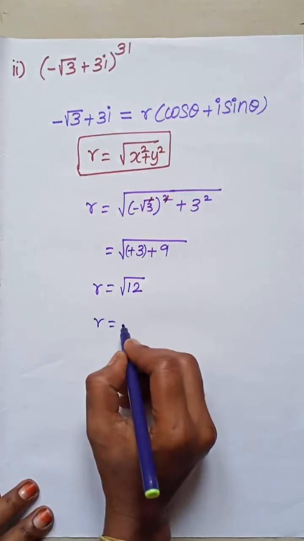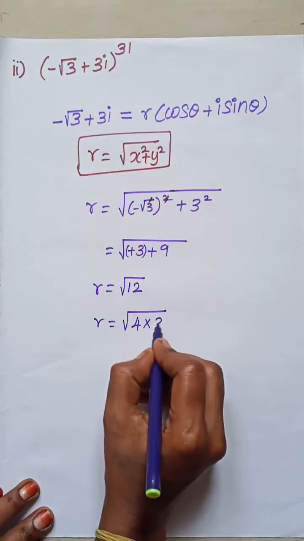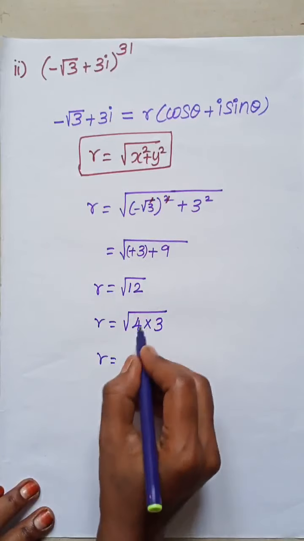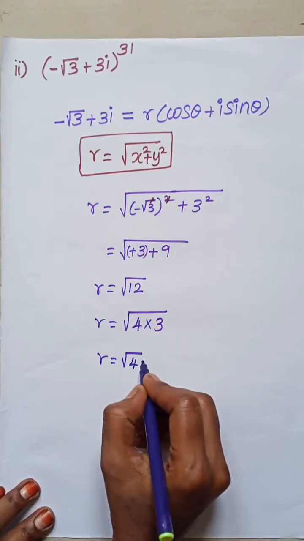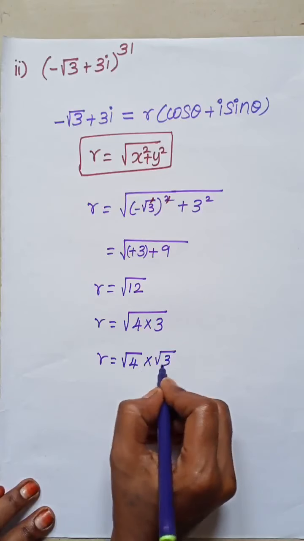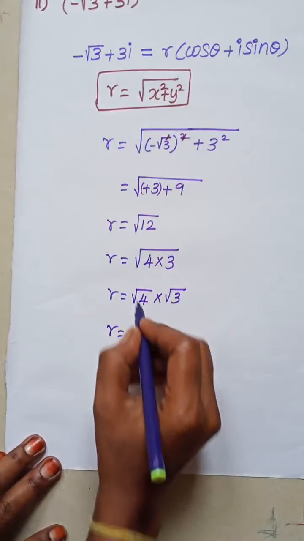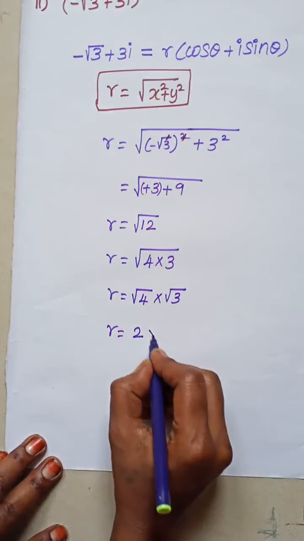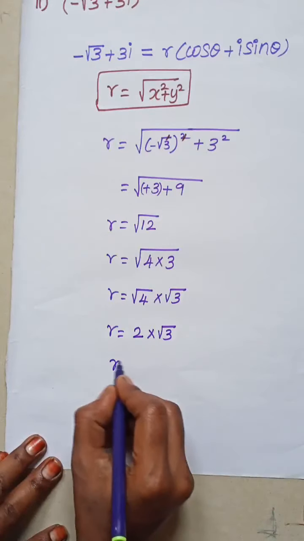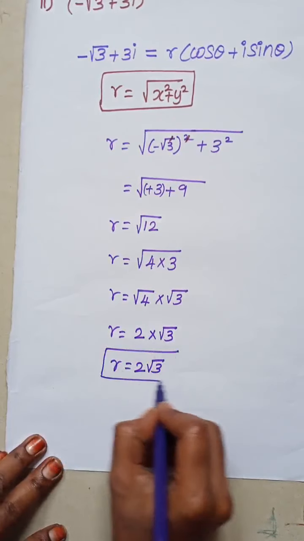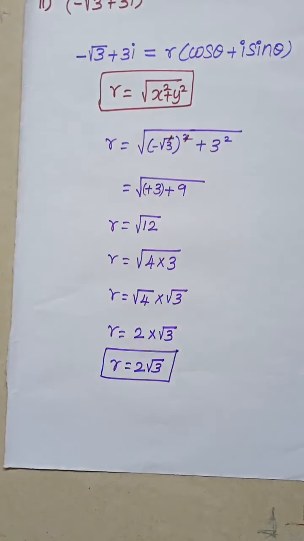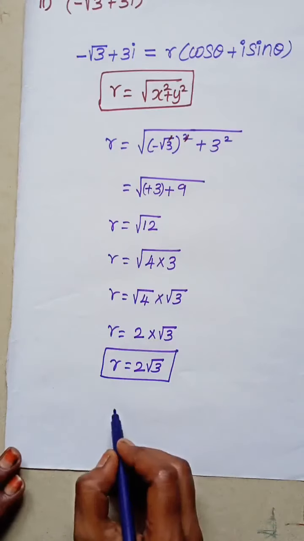It can be written as 4 into 3. So r is equal to square root of 4 into square root of 3. Square root of 4 is 2, so 2 into root 3. Finally we got r is equal to 2 root 3. And now find the value of alpha.